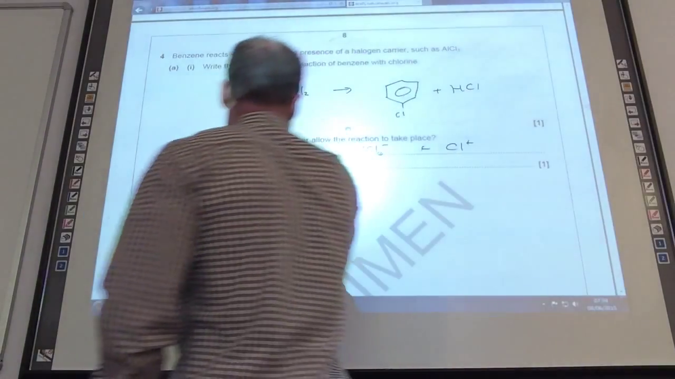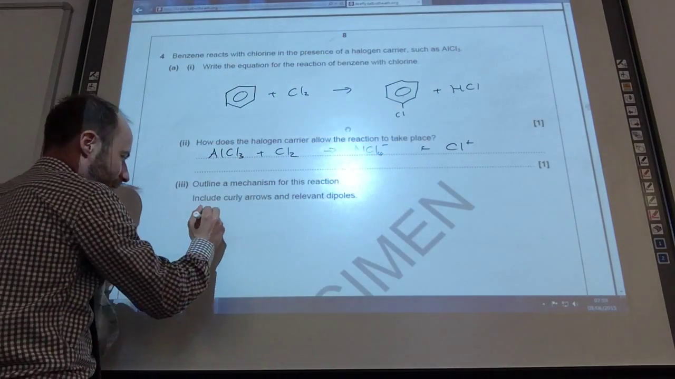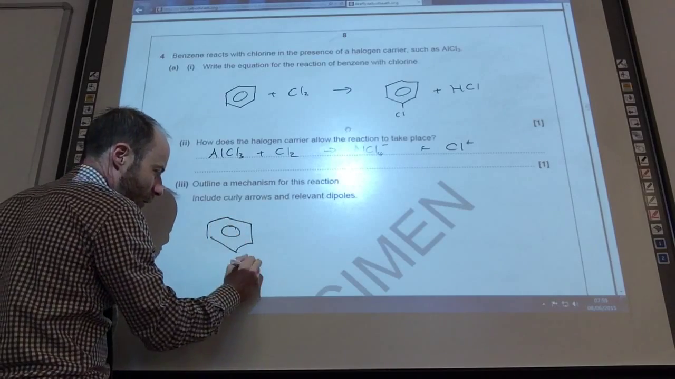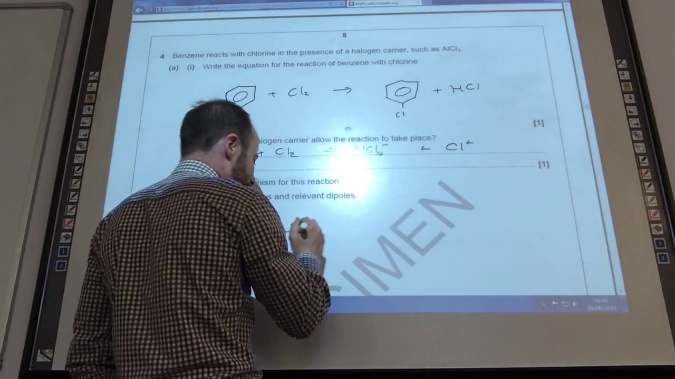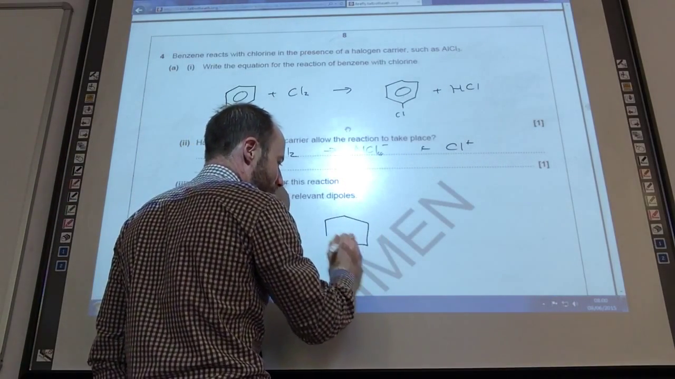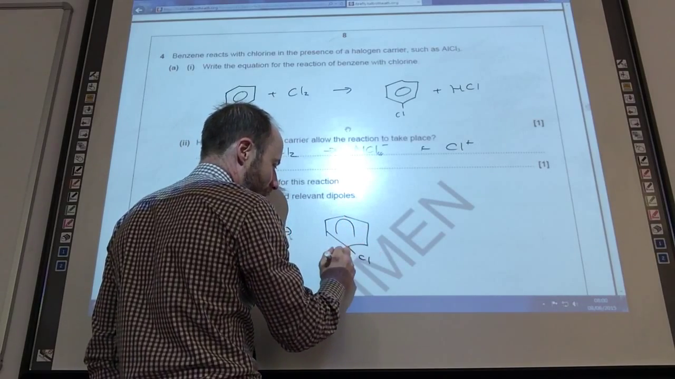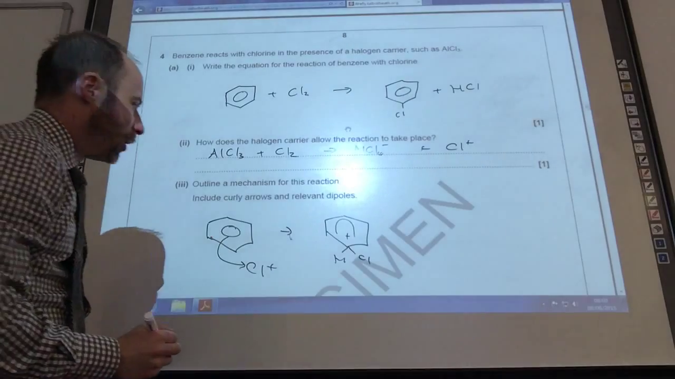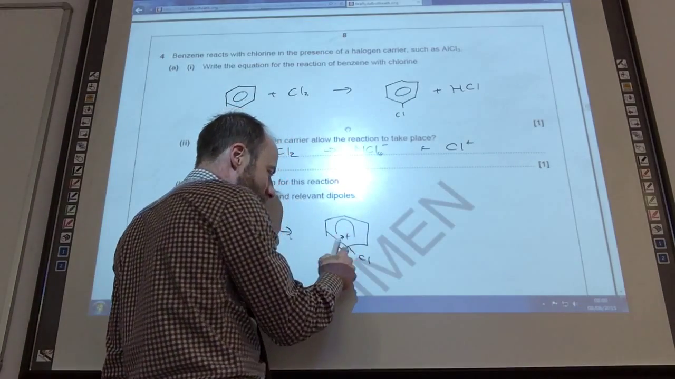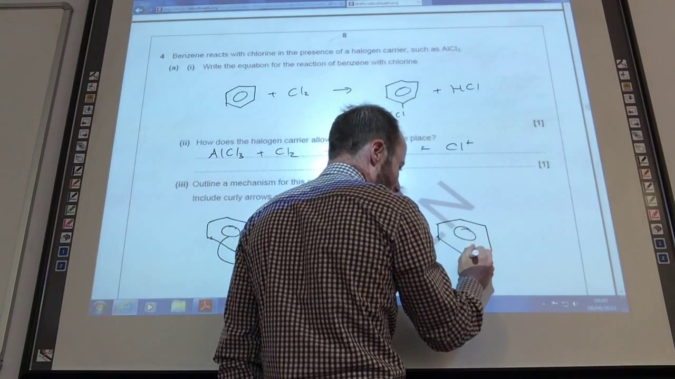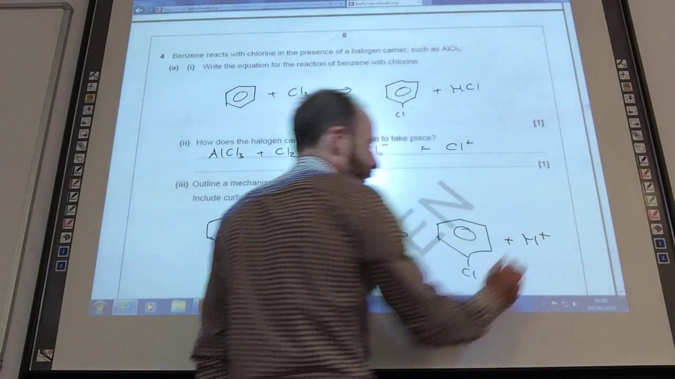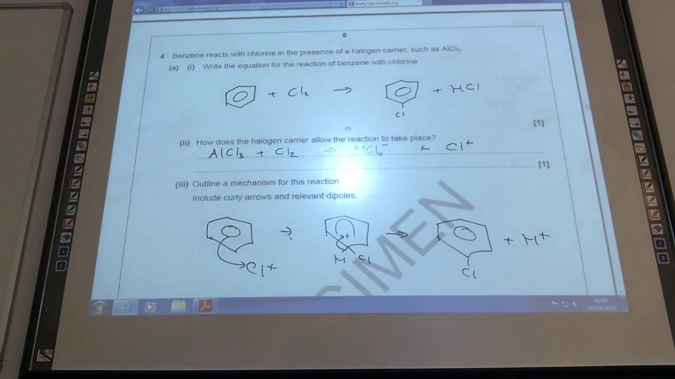Outline the mechanism for this. Mechanism, again, probably one of the first things you would have done. Out come the electrons to attack the Cl plus. That gives me the intermediate, like so, with a positive charge on the benzene ring. The carbon-hydrogen bond breaks, make sure it goes in the middle of that bond, to give you chlorobenzene plus H plus. What do we call this mechanism? It is, of course, electrophilic substitution.